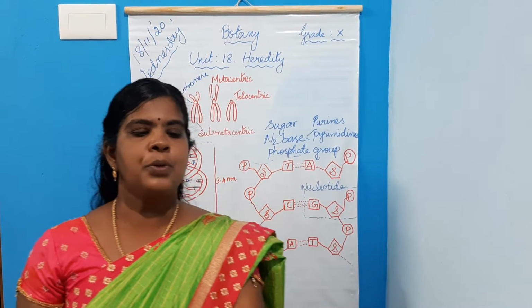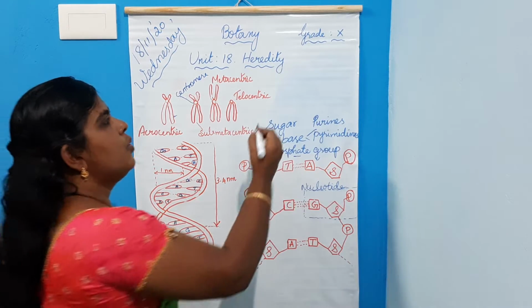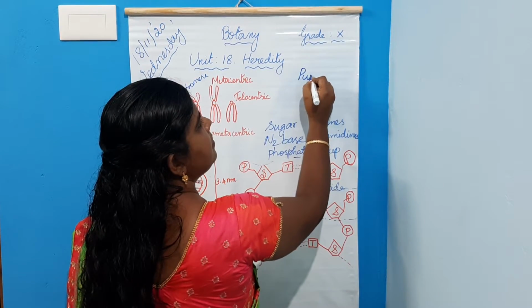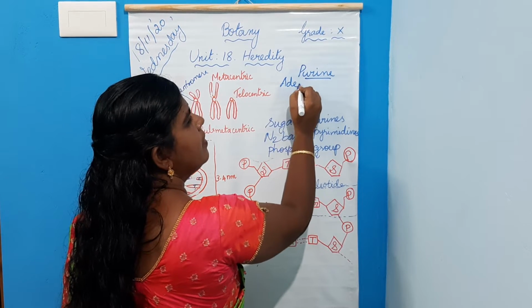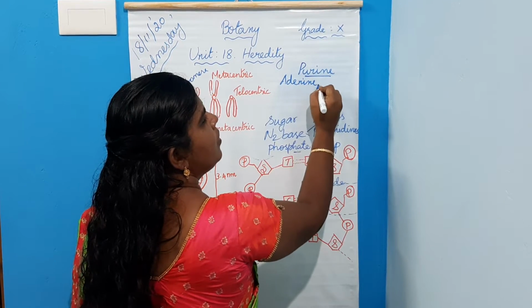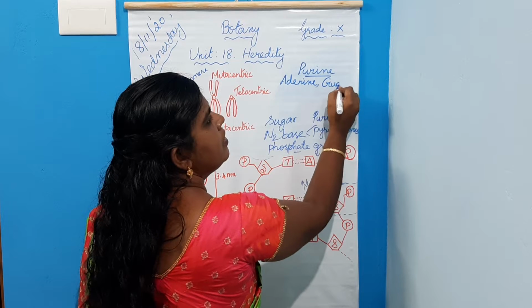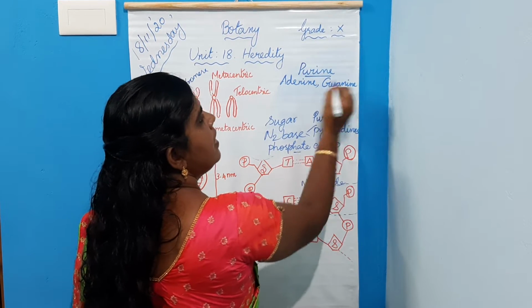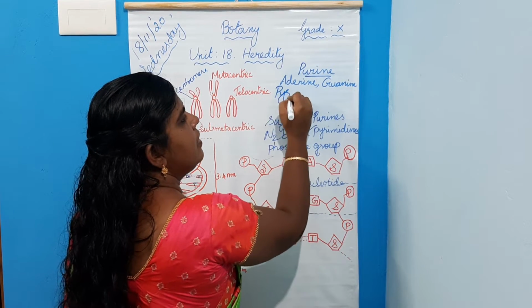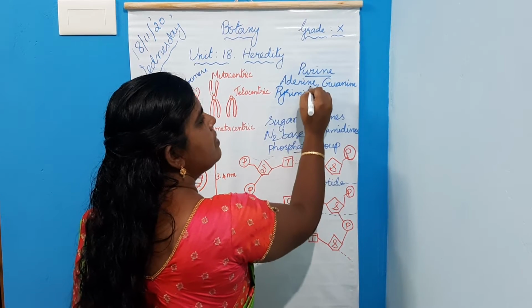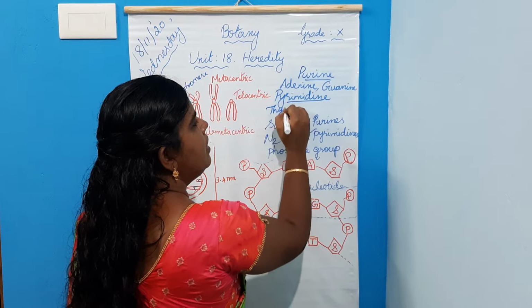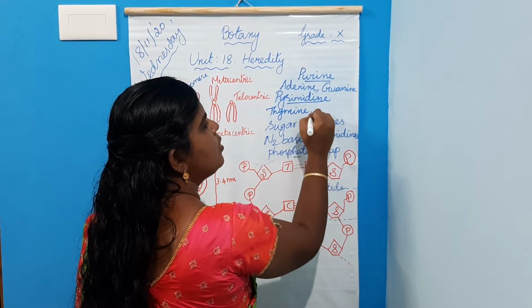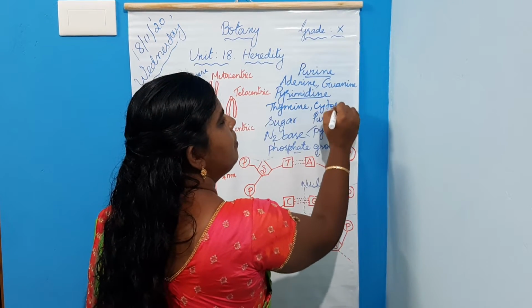These purines are adenine and guanine. Purine bases are adenine and guanine, these two are the purine bases, and pyrimidine bases are thymine and cytosine. Thymine and cytosine, these two are the pyrimidine bases.